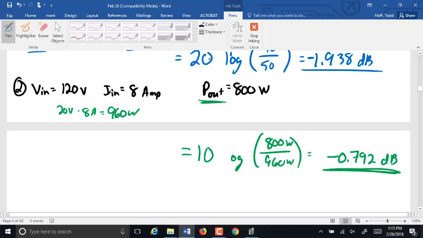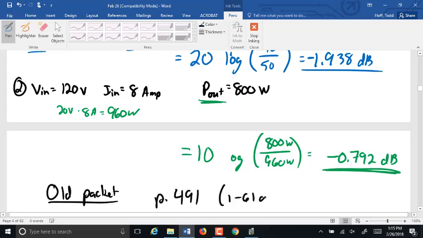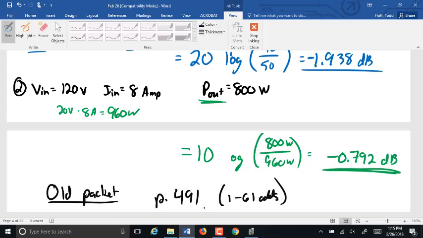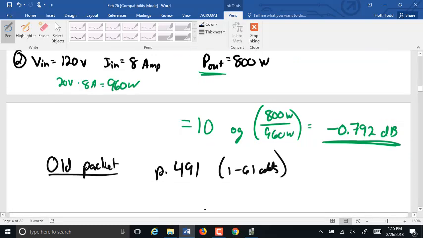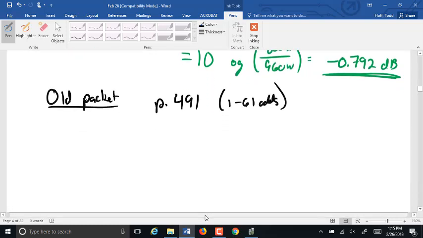Okay. Now I gave you a new packet, but the new homework is not from that new packet yet. This is still the old packet from before. Page 491, 1 through 61 odds. Again, I don't want you to do 32 problems. Do a couple of the first ones, skip ahead a few to the more difficult ones. Make sure you do some where they give you the straight powers, then do some where they give you voltages and currents. Take a look at a couple of the word problems. And don't forget to have your quiz done.